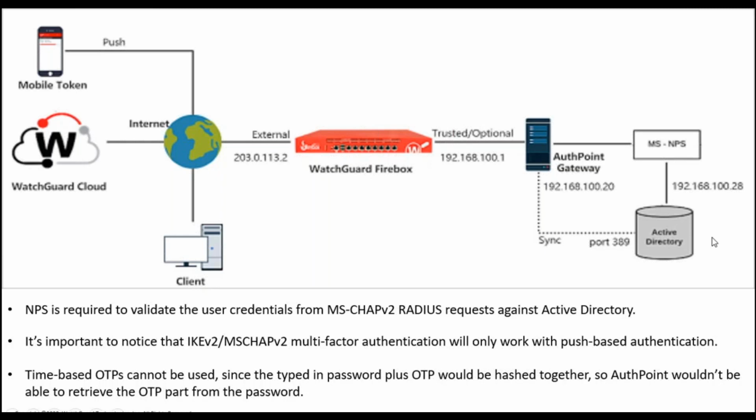Okay, so we're going to jump into the environment and I'll show you what the steps are. Mainly, we're going to start with the NPS server, which is already installed, but we will do some configuration in there. Next, we're going to go to the AuthPoint dashboard and do some configuration in there, and then we will also need to do some configuration of the firewall itself.